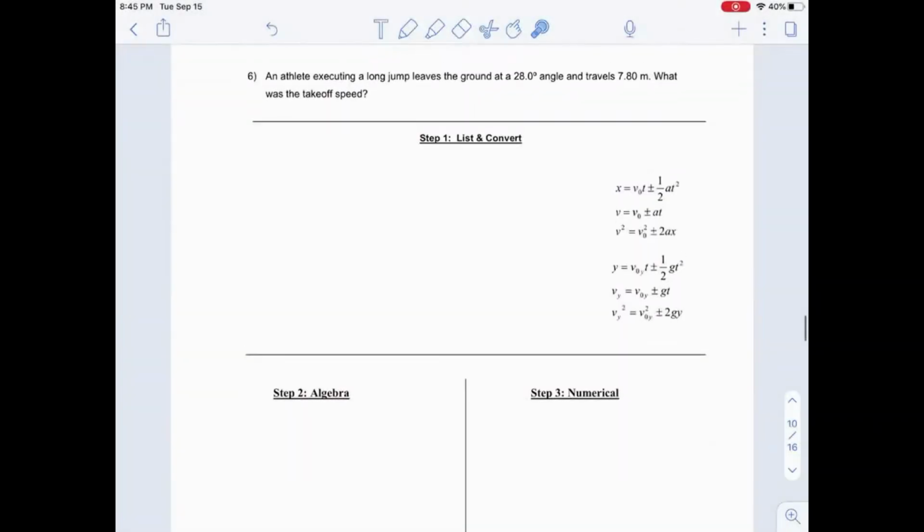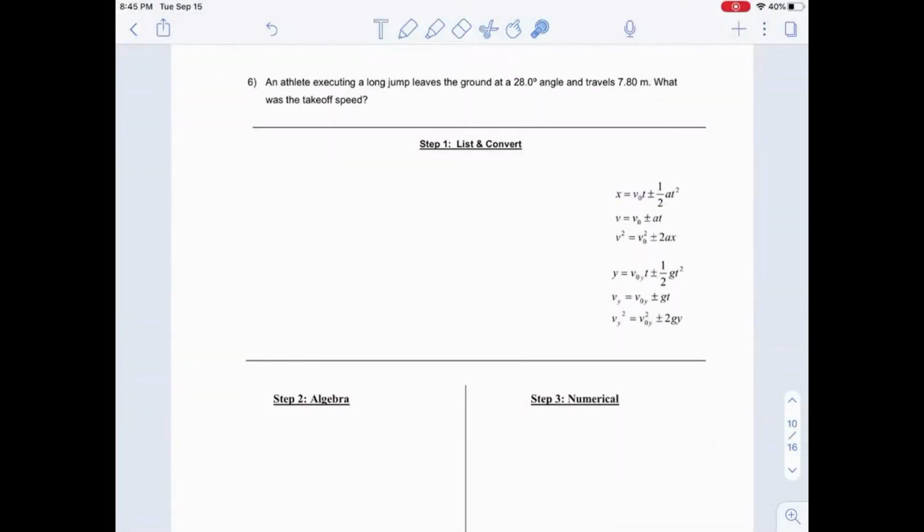I'll give you 2 problems. This would be more like an extra credit sort of problem. So, problem number 6. What do we have? We've got a long jump. It's leaving the ground at 28 degrees, and then it's going to travel 7.8 meters. So what is the takeoff speed?